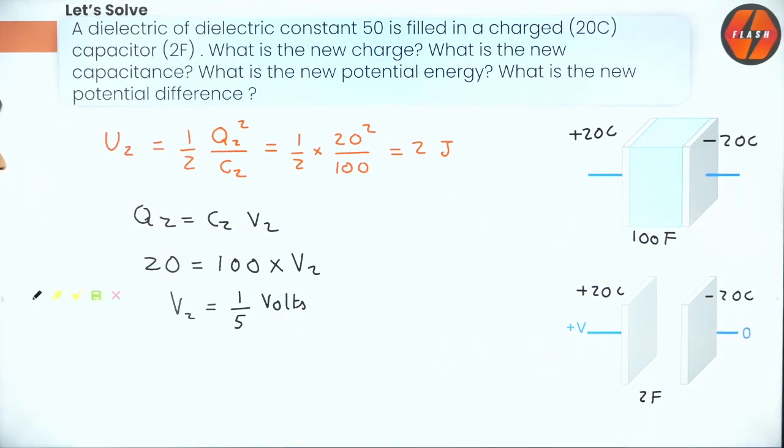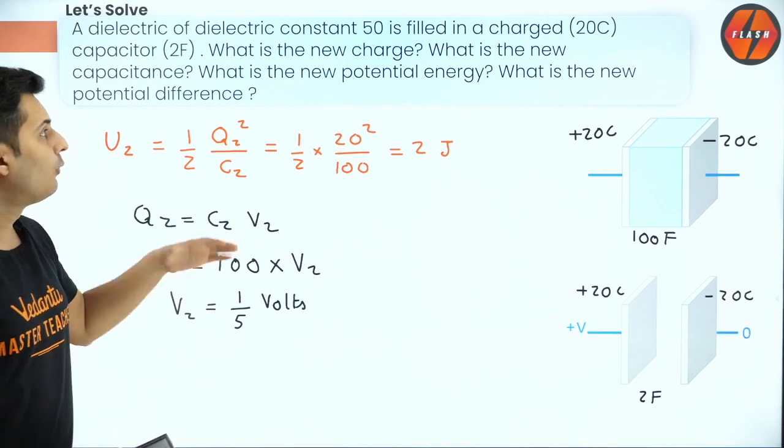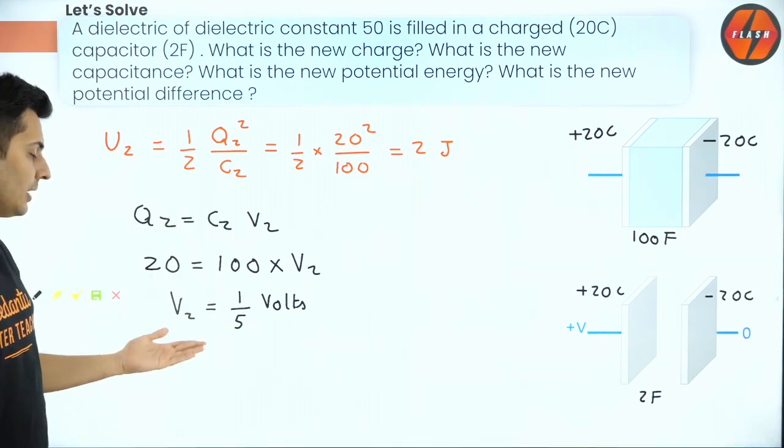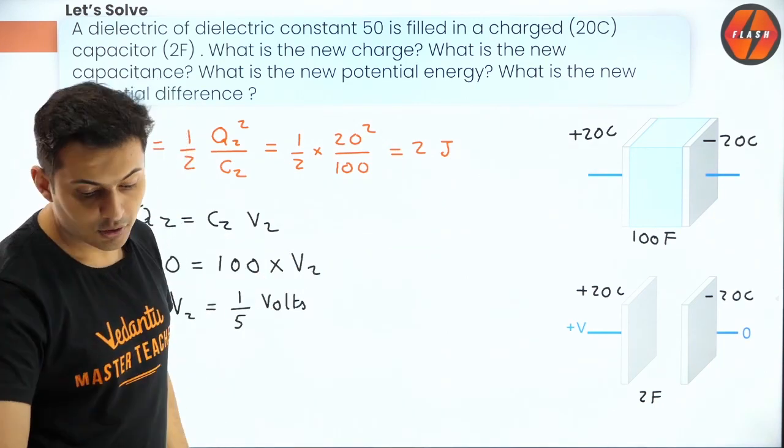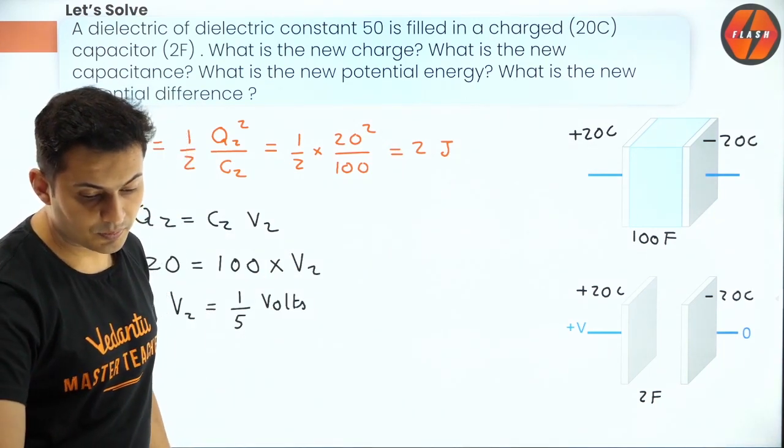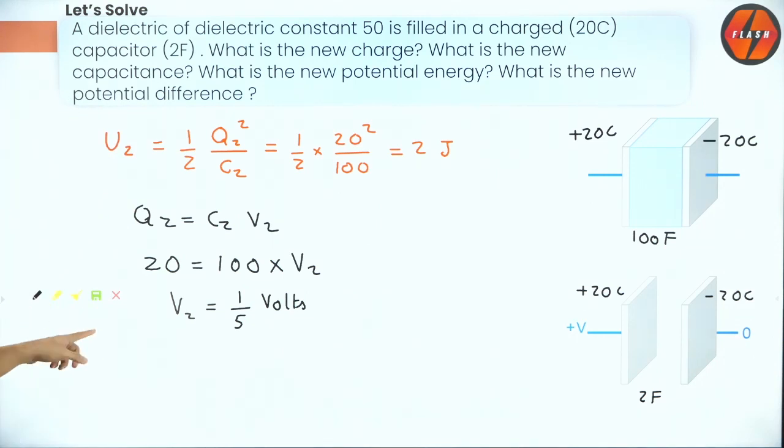Alright, so understand the voltage has decreased, guys. The voltage has in fact changed only because the charge has to remain conserved. So very, very important problems that you are seeing out here.